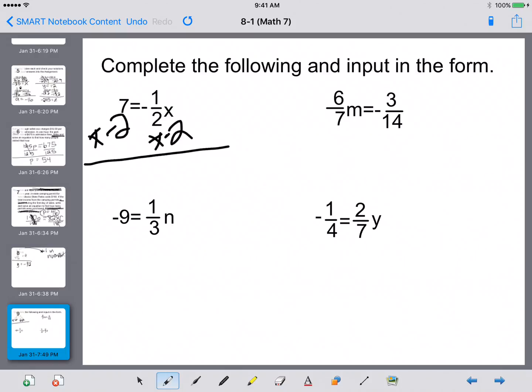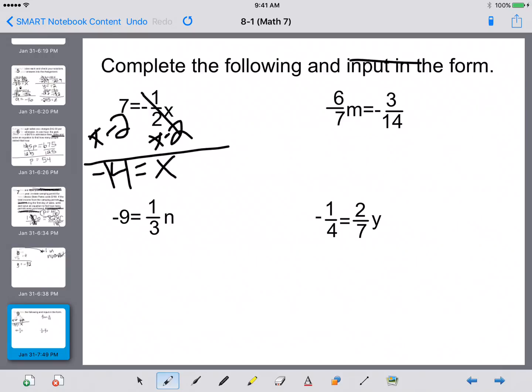-1/2 times -2, a negative times a negative is a positive. Perfect. They cancel each other out, and we get x. Bring down your equal sign. 7 times negative 2 is negative 14. Okay, pause these. Try the next ones on your own. Remember, you're multiplying by the reciprocal of the coefficient. So the reciprocal is the fraction flipped, and the coefficient is the number connected to the variable. So multiply by the reciprocal.